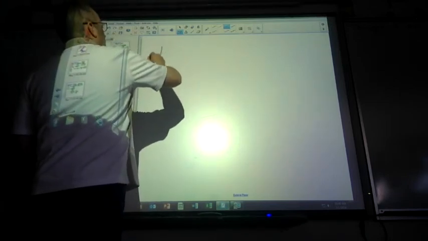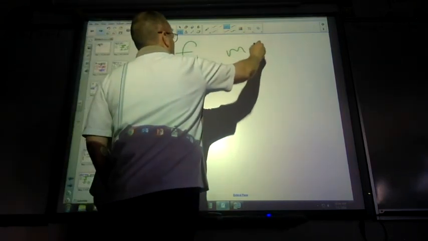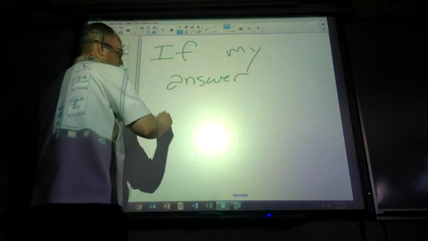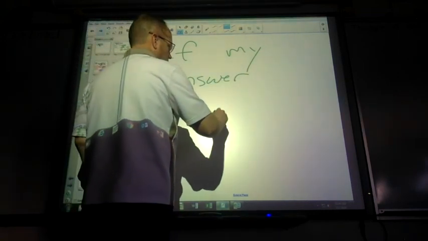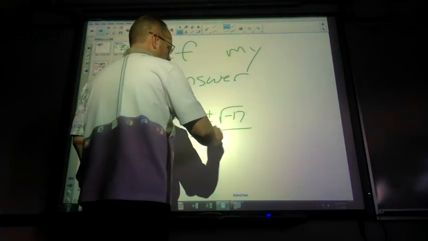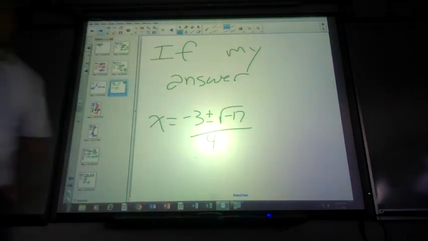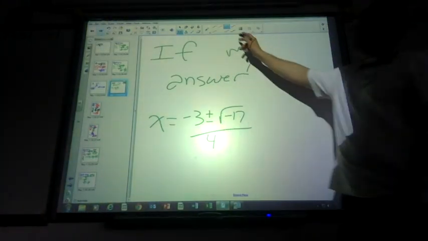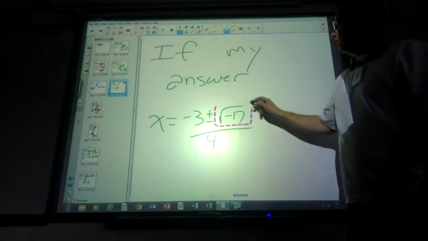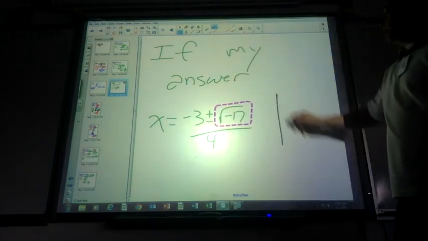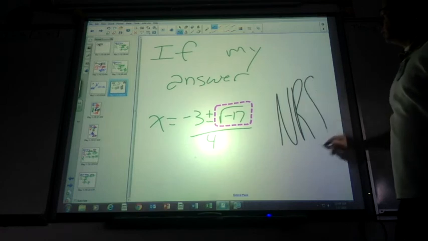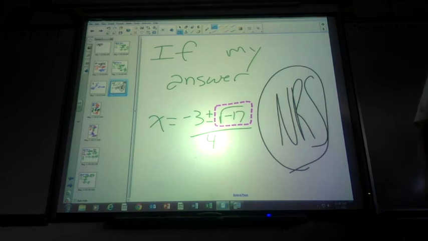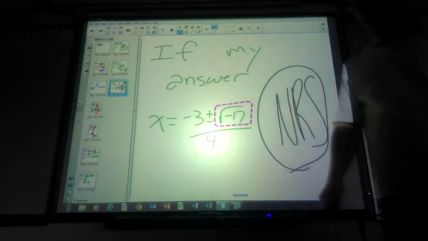All right. If my answer comes down to this, the only thing you need to write in this situation for this quiz, because I have a negative under the square root, is no real solution. That's all you have to write. Don't worry about putting the i. That's all I got.